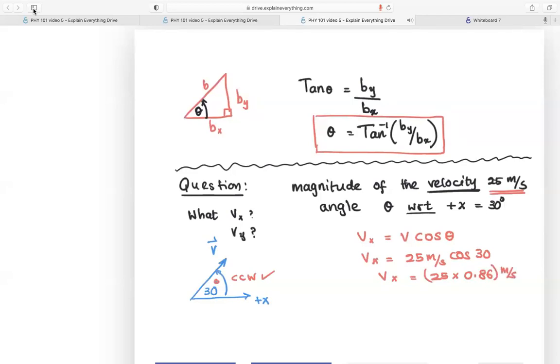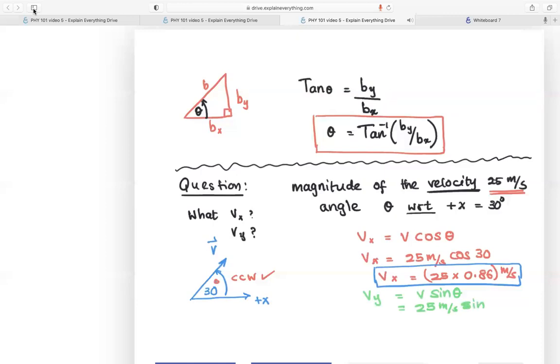So I don't want to actually stop my video over here. You guys can go ahead and find the calculation. I mean, using a calculator, you can find what 25 times 0.86 is, and that is the x component of the velocity vector, okay, as a number, and the unit stays as meters per second. And then similarly, the y component of the vector is given by v sine theta, and v is again the magnitude 25 meters per second.